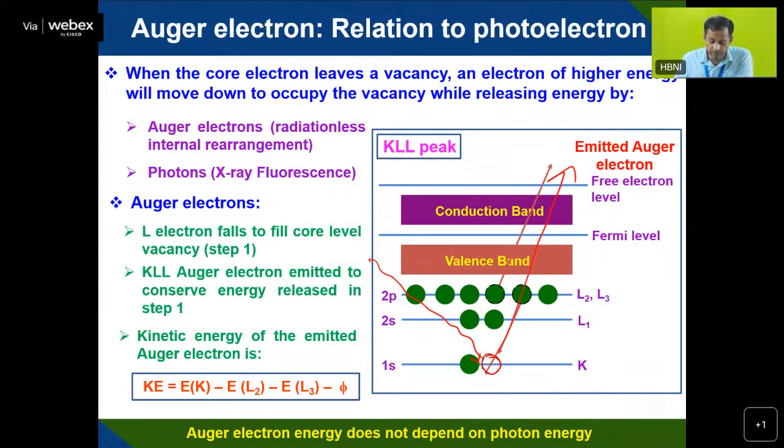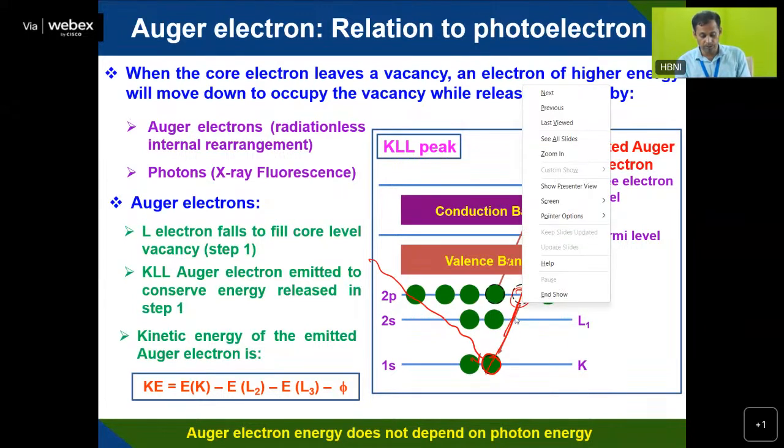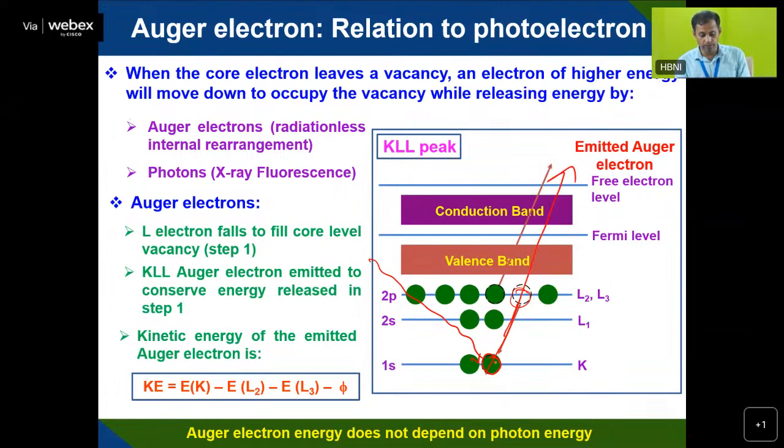So because of this vacancy, what happens? This vacancy has a lower energy than the upper orbital, so some electron will jump to this place, and a vacancy will be created there. In the next step, the excess energy from this transition is able to knock out a third electron. You can see the third electron is coming out from here.